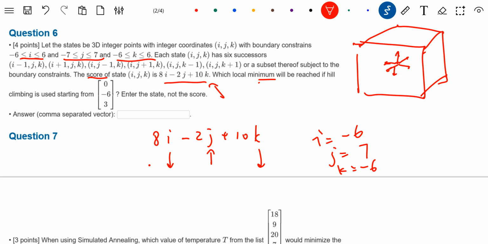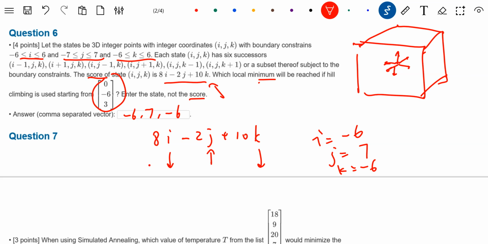And the question is asking for not the score, so we don't actually need to compute anything, so that's great. So just enter the vector. And as I mentioned, it doesn't really matter where we start, so the starting point is irrelevant. We just move in the correct direction.